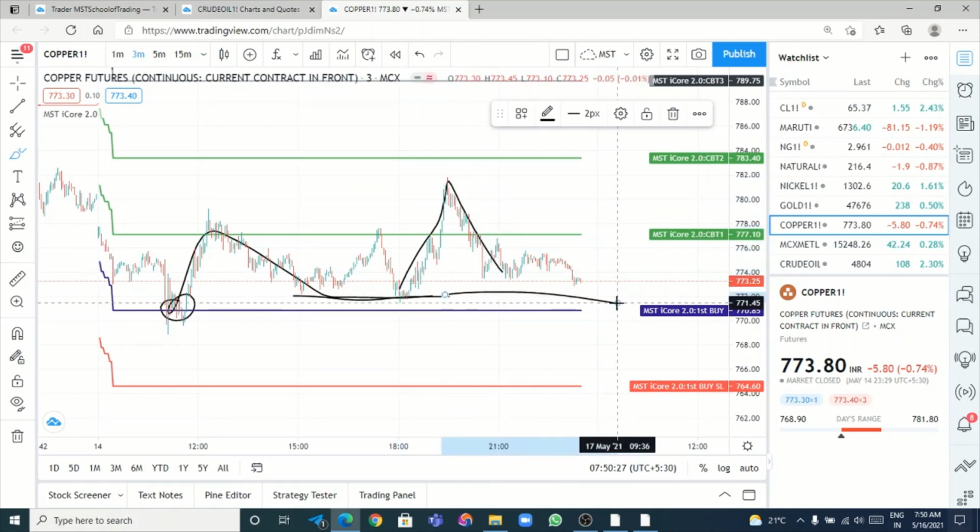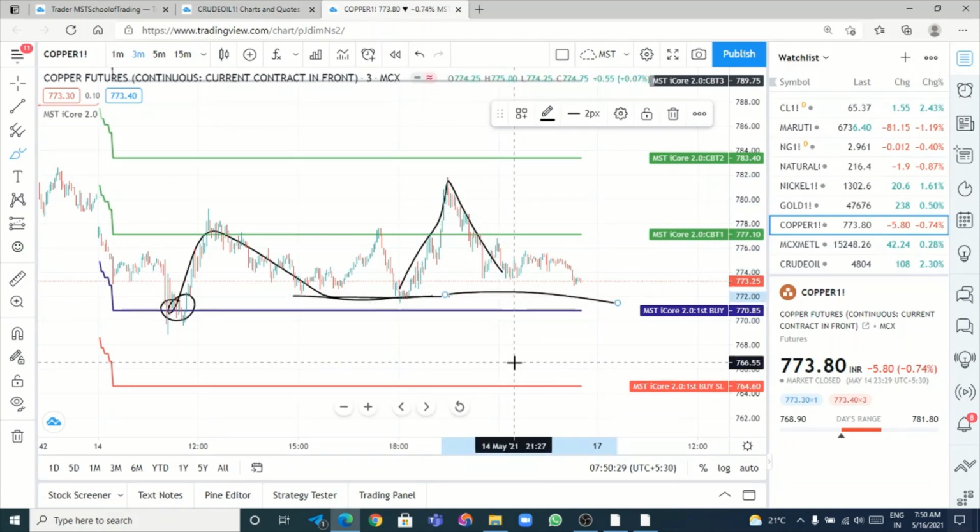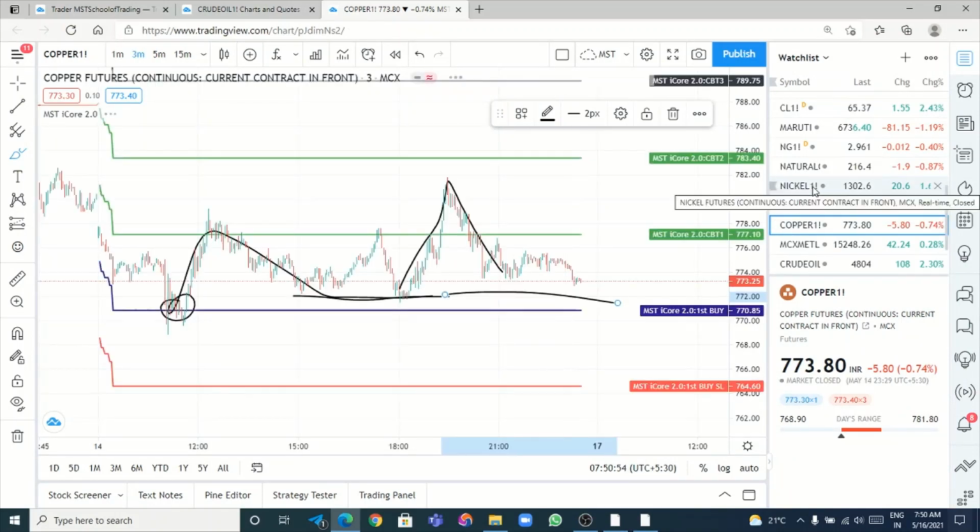Now the stop loss is safe, and how many points have we got? From 770 to 781.80, 11 points of profit. For one lot it is 2,500, for 10 lots it is 25,000, and for 11 points it is 27,500 rupees profit. It is so simple, very easy to follow, so you can follow this.